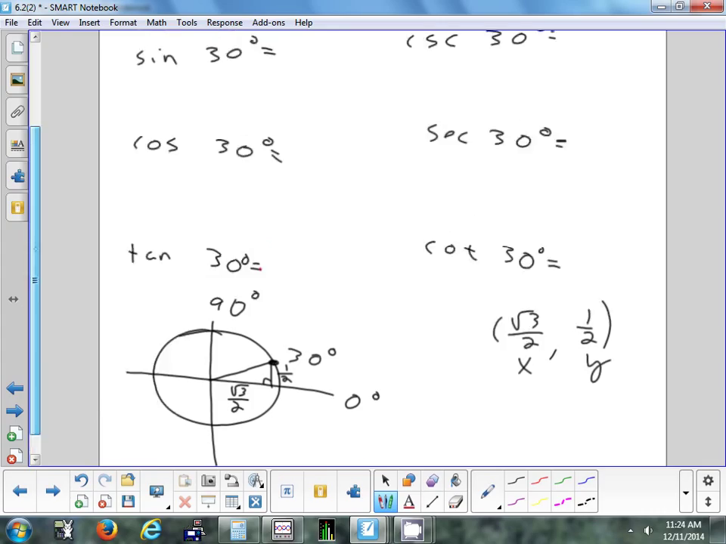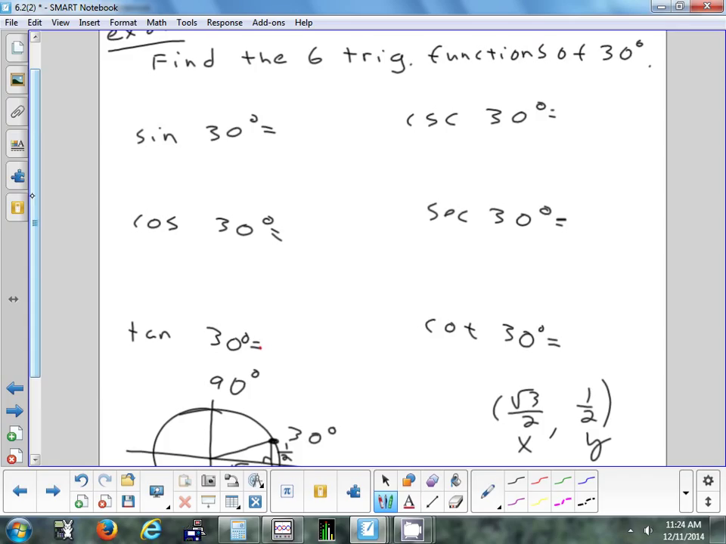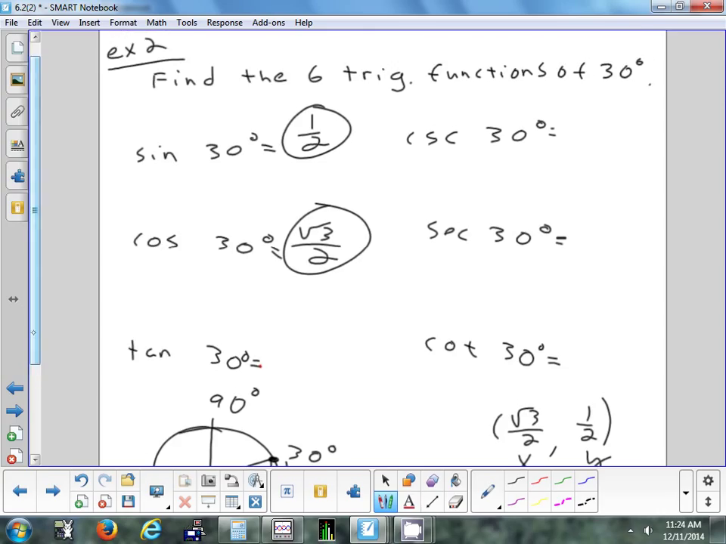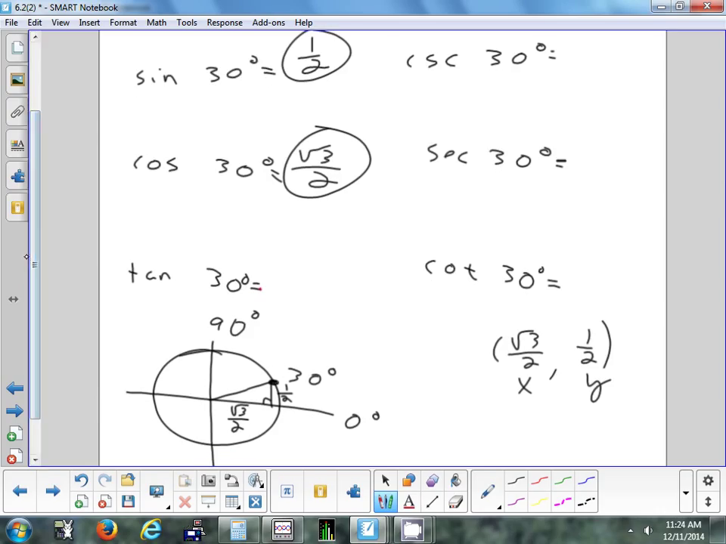Right, and fill in your formula. So sine is going to be the y value. Cosine is the x. And tangent is y divided by x. Okay, when you divide y by x, what's going to cancel out? Yeah, the 2's, because they have the same denominator. So it's 1 divided by square root 3.